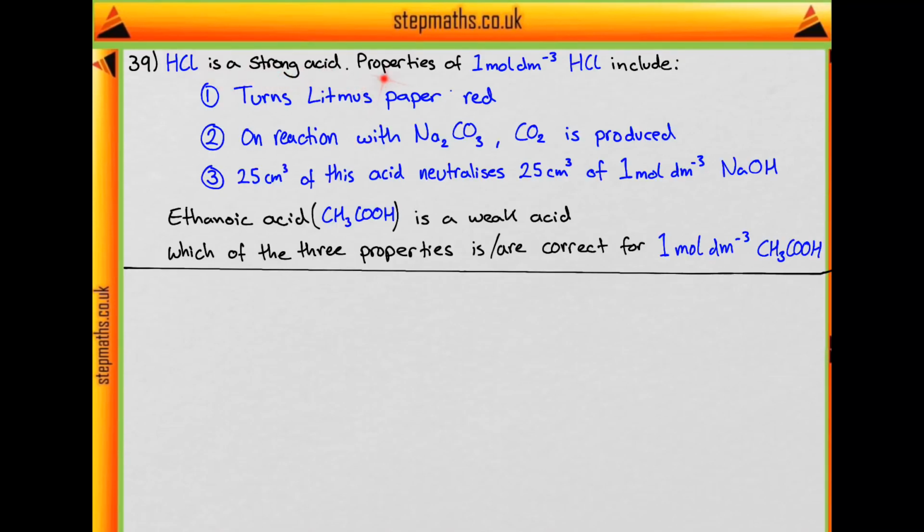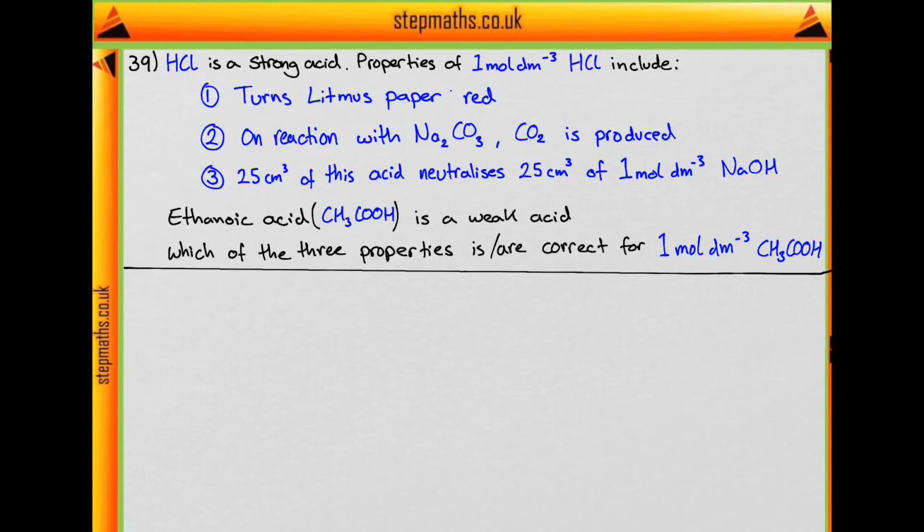HCl is a strong acid. Properties of 1 mole per decimeter cubed of HCl include: 1. turns litmus paper red. 2. On reaction with sodium carbonate, carbon dioxide is produced. And property 3, 25 centimeter cubed of this acid neutralizes 25 centimeter cubed of 1 mole per decimeter cubed of sodium hydroxide. Ethanoic acid is a weak acid. Which of the 3 properties are correct for 1 mole per decimeter cubed of ethanoic acid?